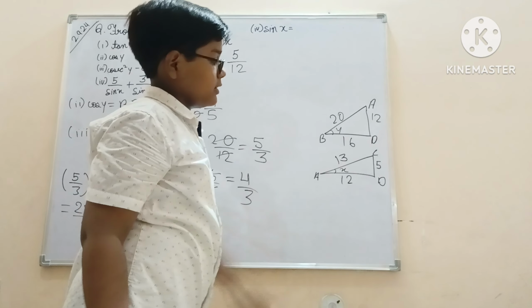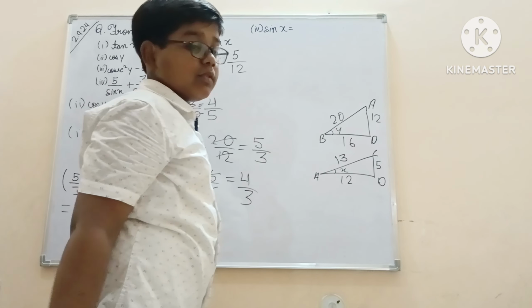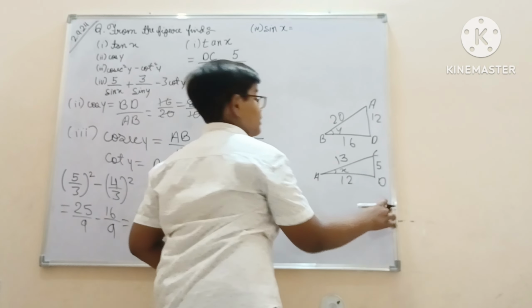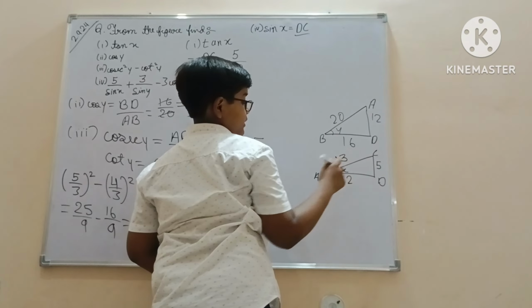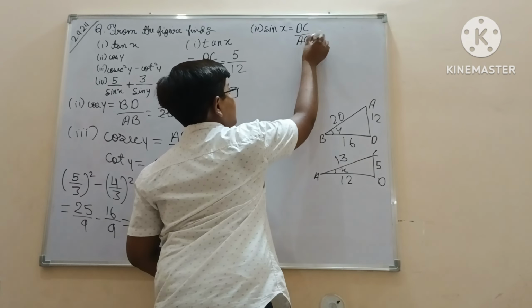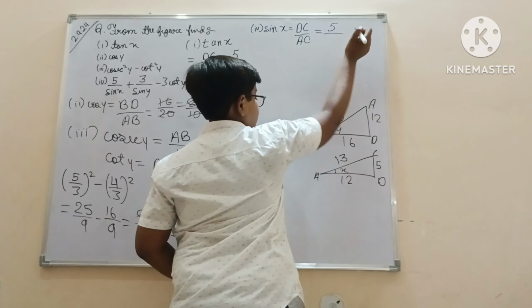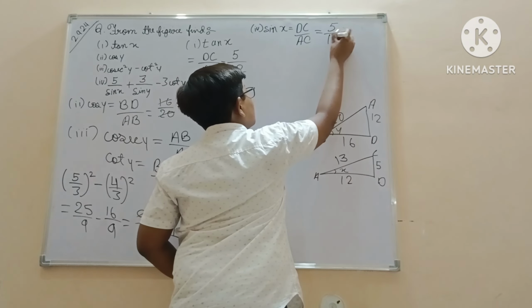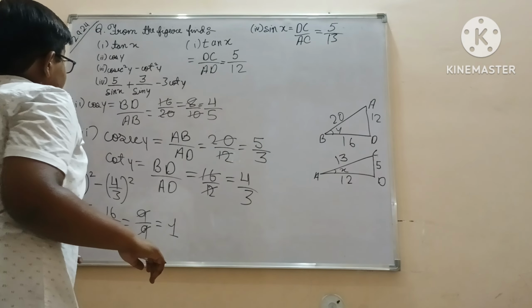So this triangle will be considered as there is x and there is also x. So sin value is height divided by hypotenuse. So the height of the triangle is DC and the hypotenuse is AC. So DC is 5 and AC is 13. Now we have got our value of sin x as 5 by 13.